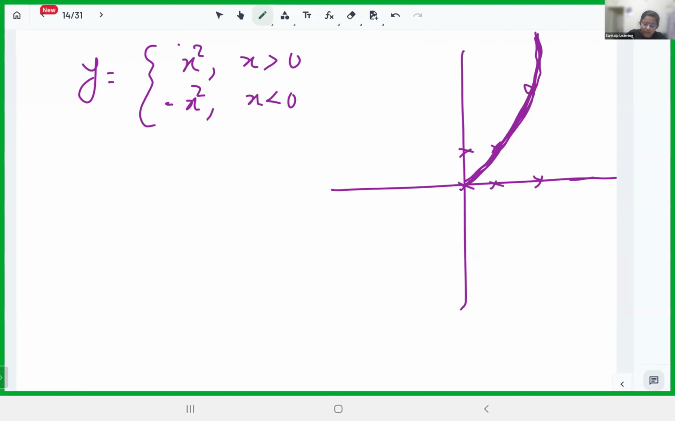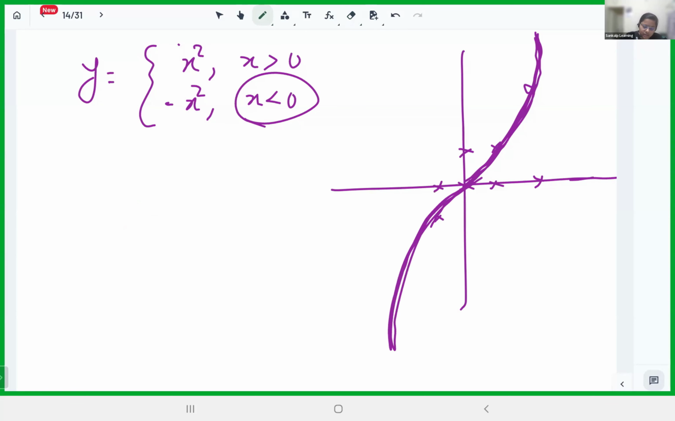And what happens if you put a negative value? If you put minus 1, it will be minus of 1 square, right? It's not actually minus 1 square, it is minus of 1 square. Okay, so this will be minus 1, right? So the graph will be minus of x square. The graph will be going like this. Okay, so the minus x square graph will be like this.